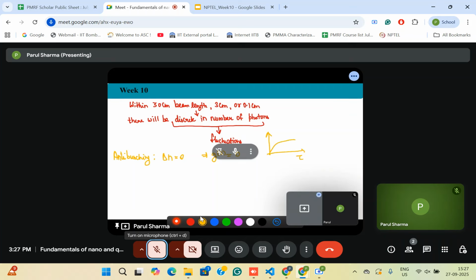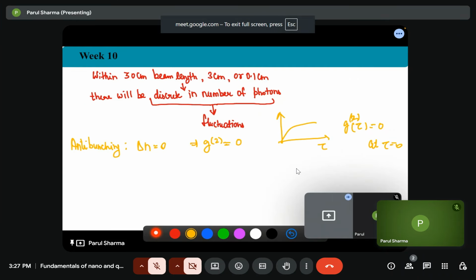So G2 of tau is equal to 0 at tau equals 0. So ideally, we can say what happened.